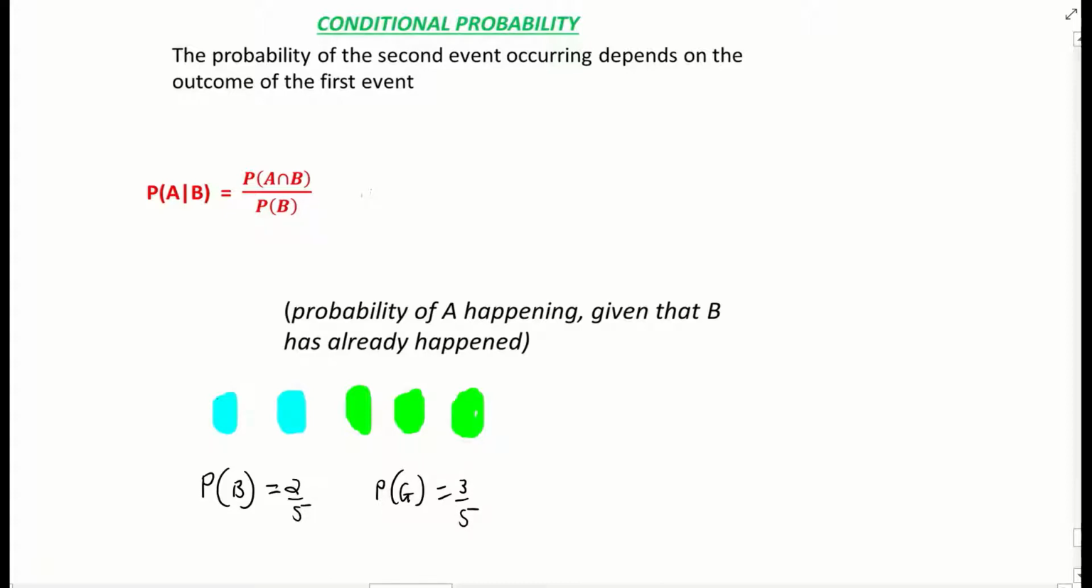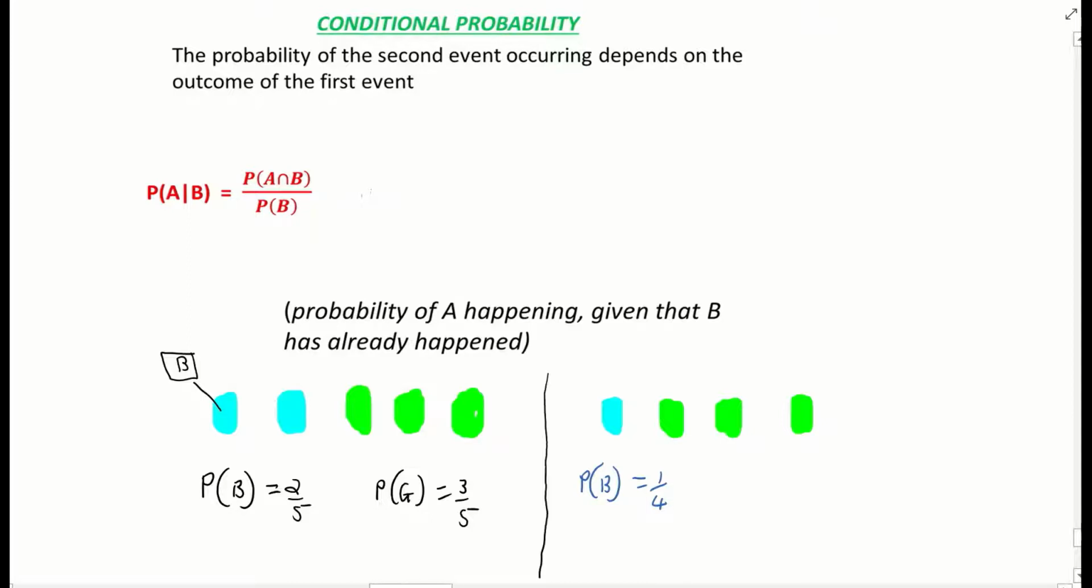Now imagine the case where I pick out a blue bead. So I've assumed that I've picked that blue bead. Now what I'm going to do is, with the remaining beads, I'm going to carry out an event again. I'm going to pick a bead out. But remember now that I only have 1 blue bead left in the pack and my 3 green beads. So the probabilities are now changing. The probability of picking a blue is now 1 out of 4.